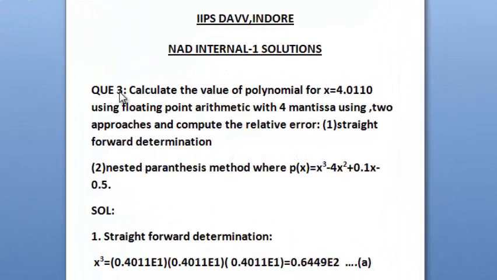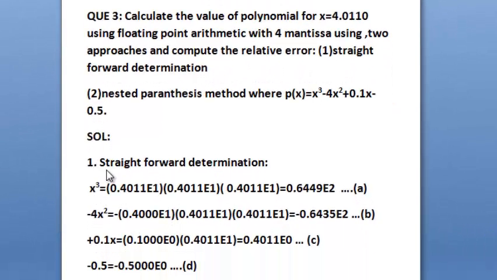Our question 3 is: calculate the value of the polynomial for x equals 4.0110 using floating point arithmetic with four-digit mantissa using two approaches, and compute the relative error, using the straightforward determination method and the nested parenthesis method, where p(x) is given by x cube minus 4x square plus 0.1x minus 0.5.